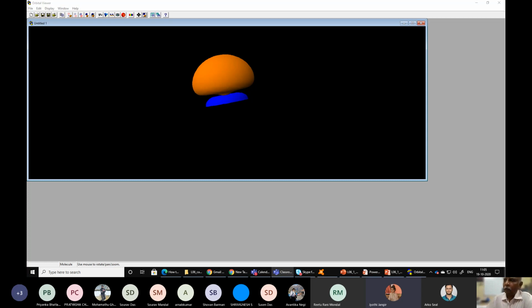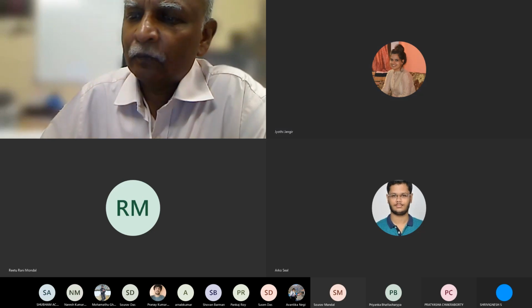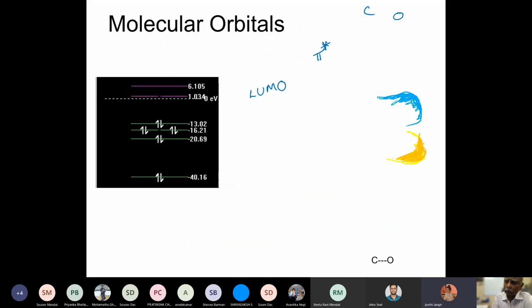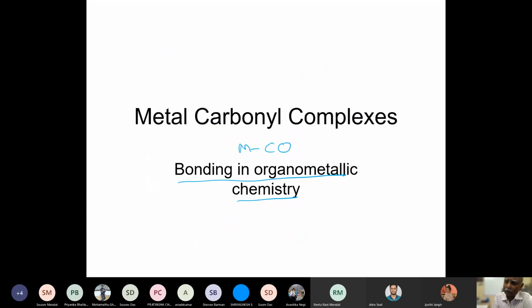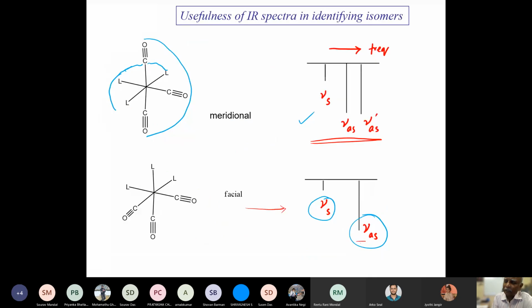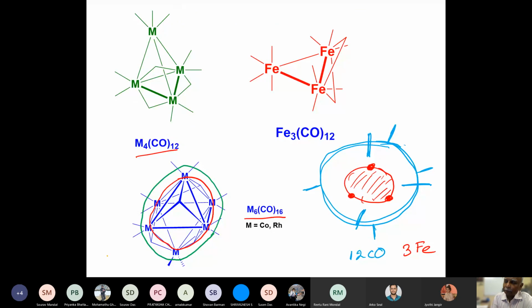Okay. Let me quickly tell you an answer. One is the fact that terminal and bridging seem to be almost equally facile. The tensor surface harmonic theory actually seems to suggest that it doesn't matter whether it is found in a bridging position or in a terminal position. They seem to be energetically equivalent.